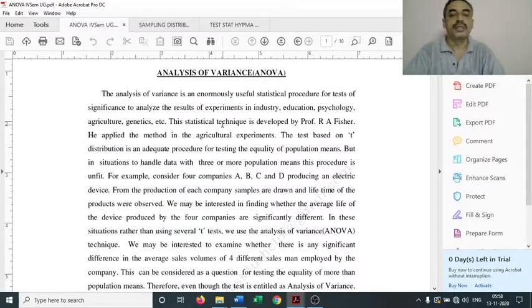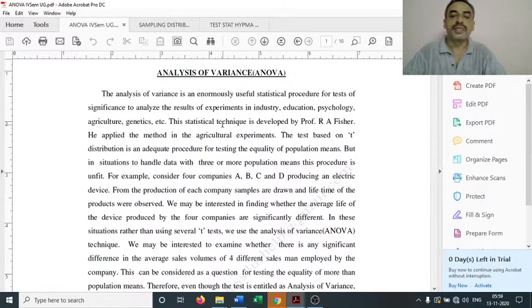Now we discuss analysis of variance, or in short ANOVA. This topic deals with the study of variations in a set of observations. This was introduced by Professor R. A. Fisher when he was studying data related to agriculture. Even though the title is Analysis of Variance, it deals with testing equality of means of several populations.